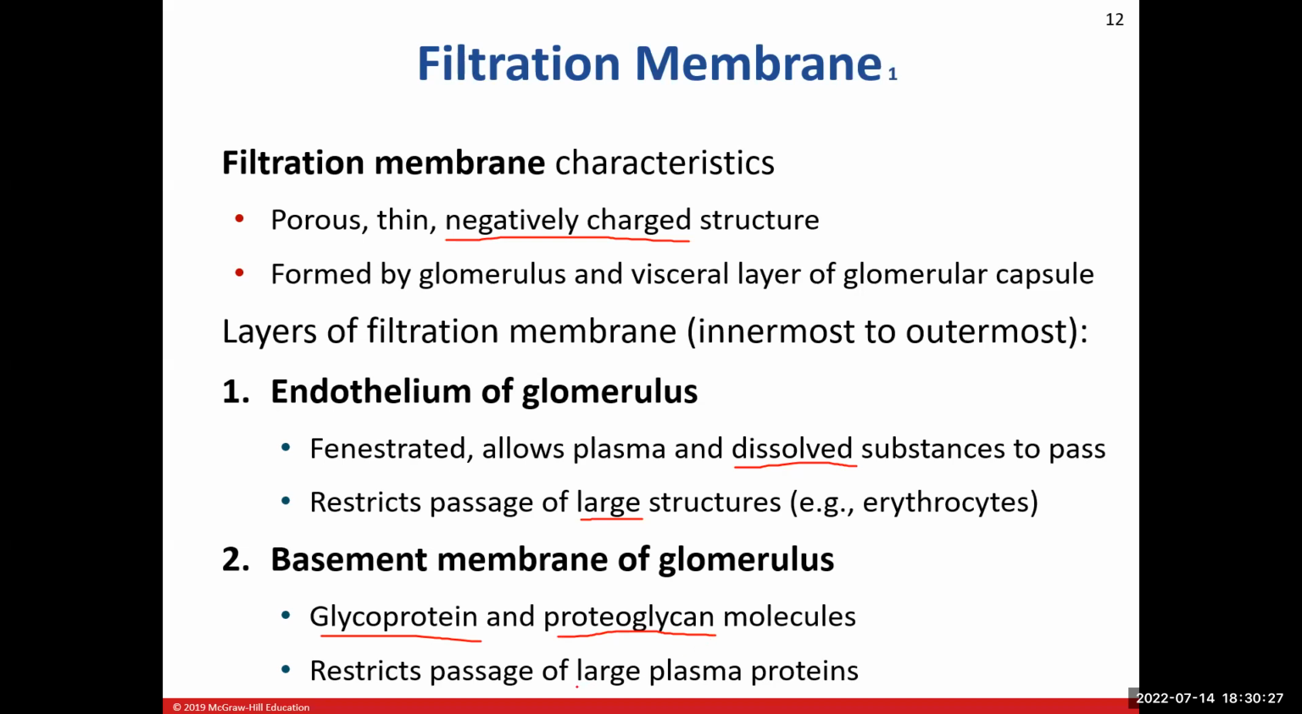And that's important because, like I said, like charges repel. And proteins are negatively charged. So those glycoproteins and those proteoglycan molecules located in the basement membrane are going to prevent the movement of the large plasma proteins. Okay, some of the smaller ones might be able to squeak through, right? But we want to keep proteins out of our urine, if at all. If you see protein in your urine, then we start to have some concerns there.